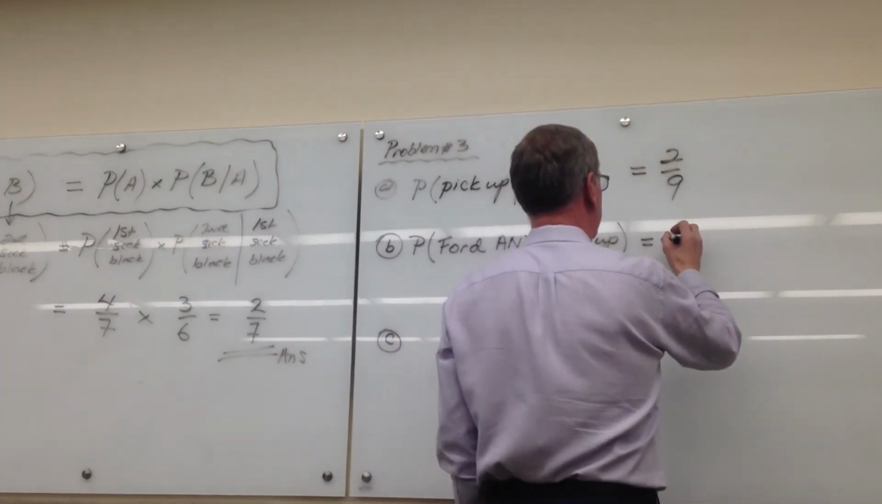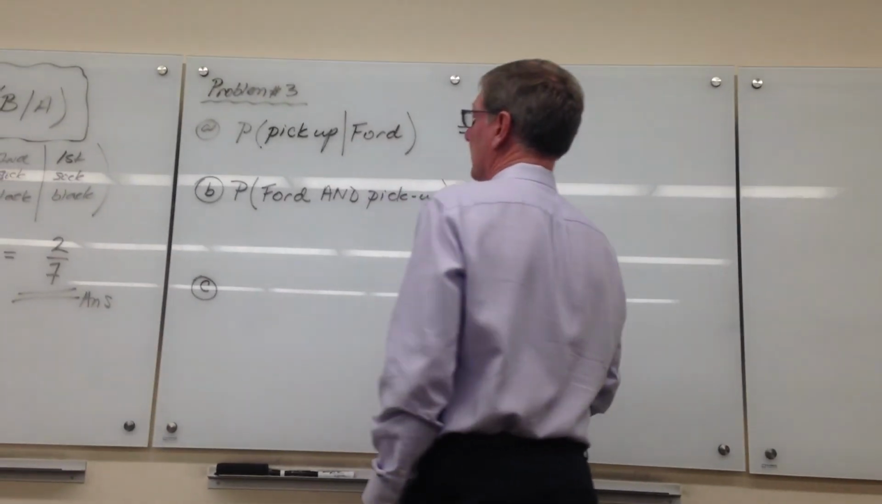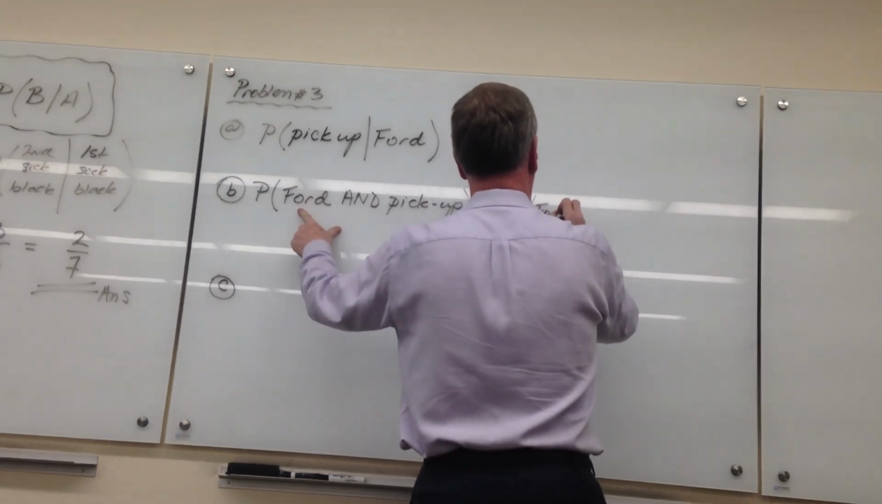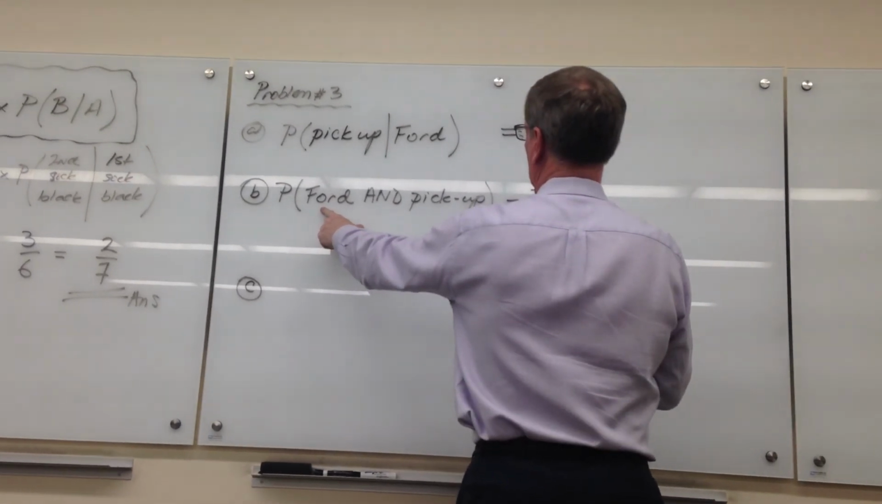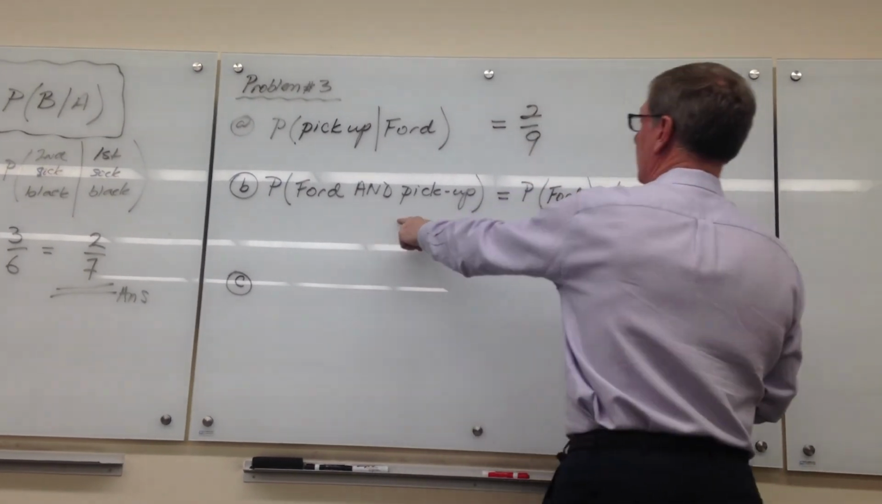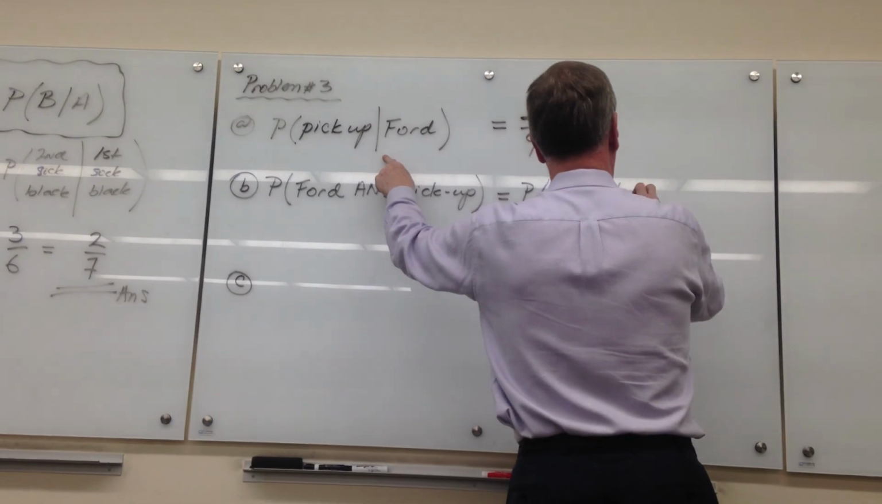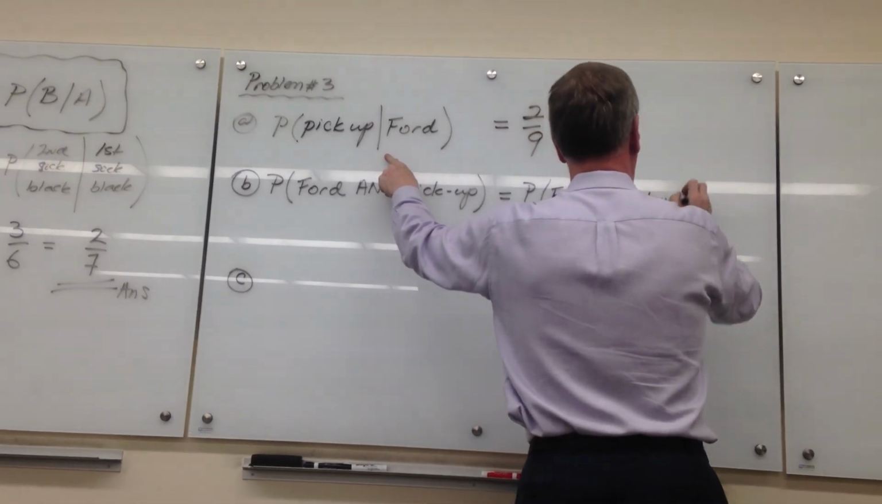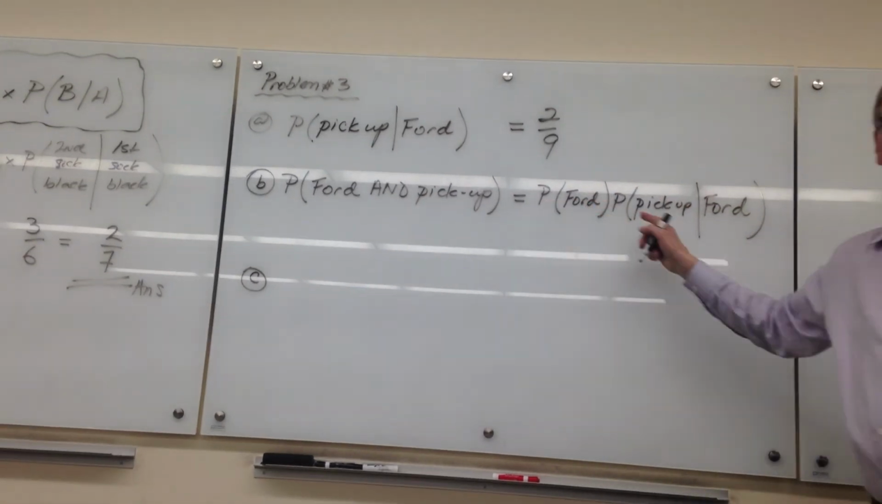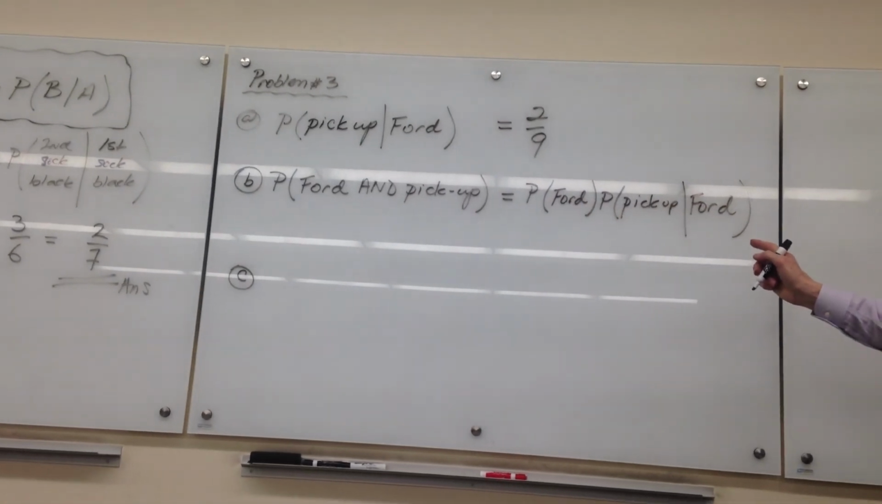This is the probability of what? The probability that people drive a Ford, times the probability that the person drives a pickup, given that they drive a Ford. All they did was use the multiplication rule right there.